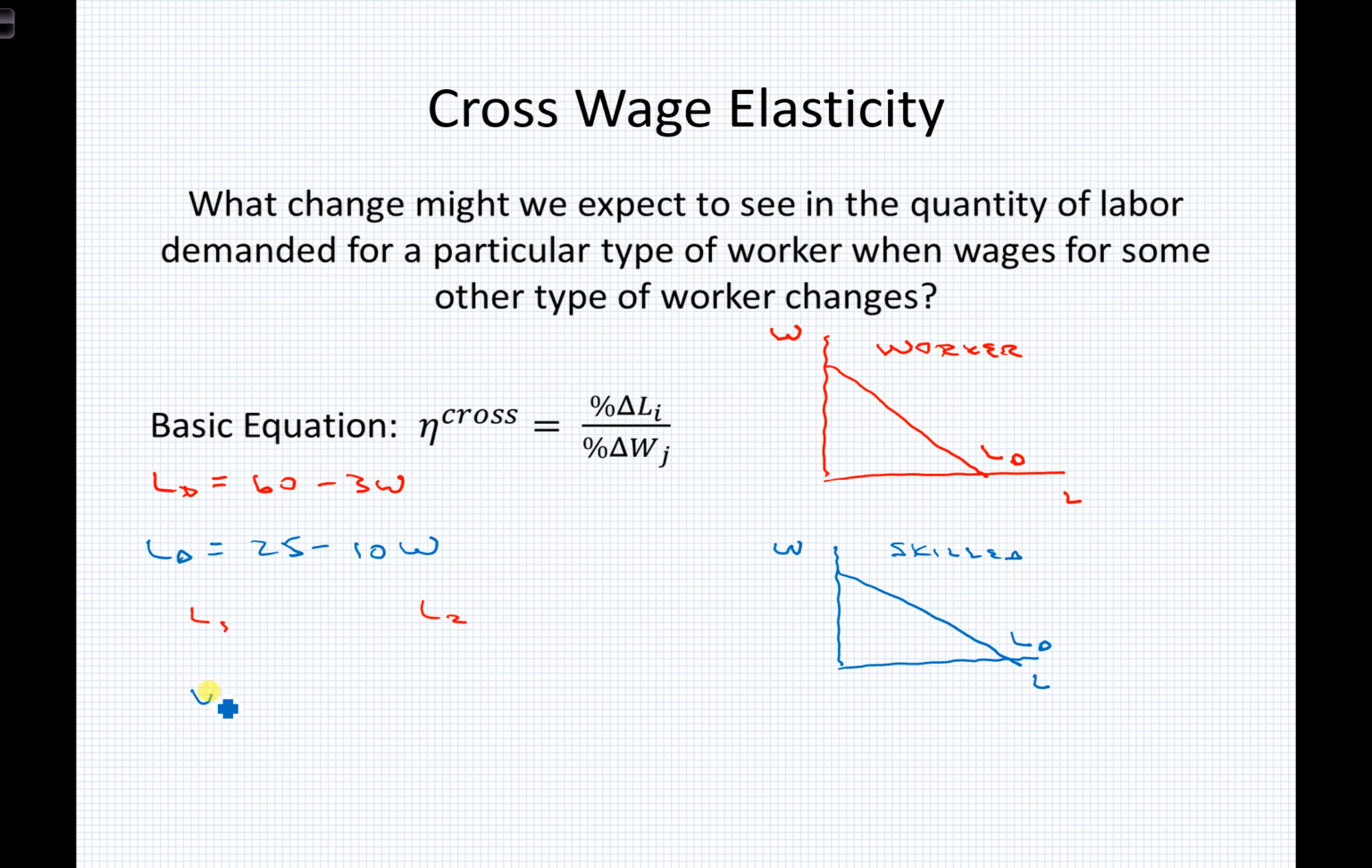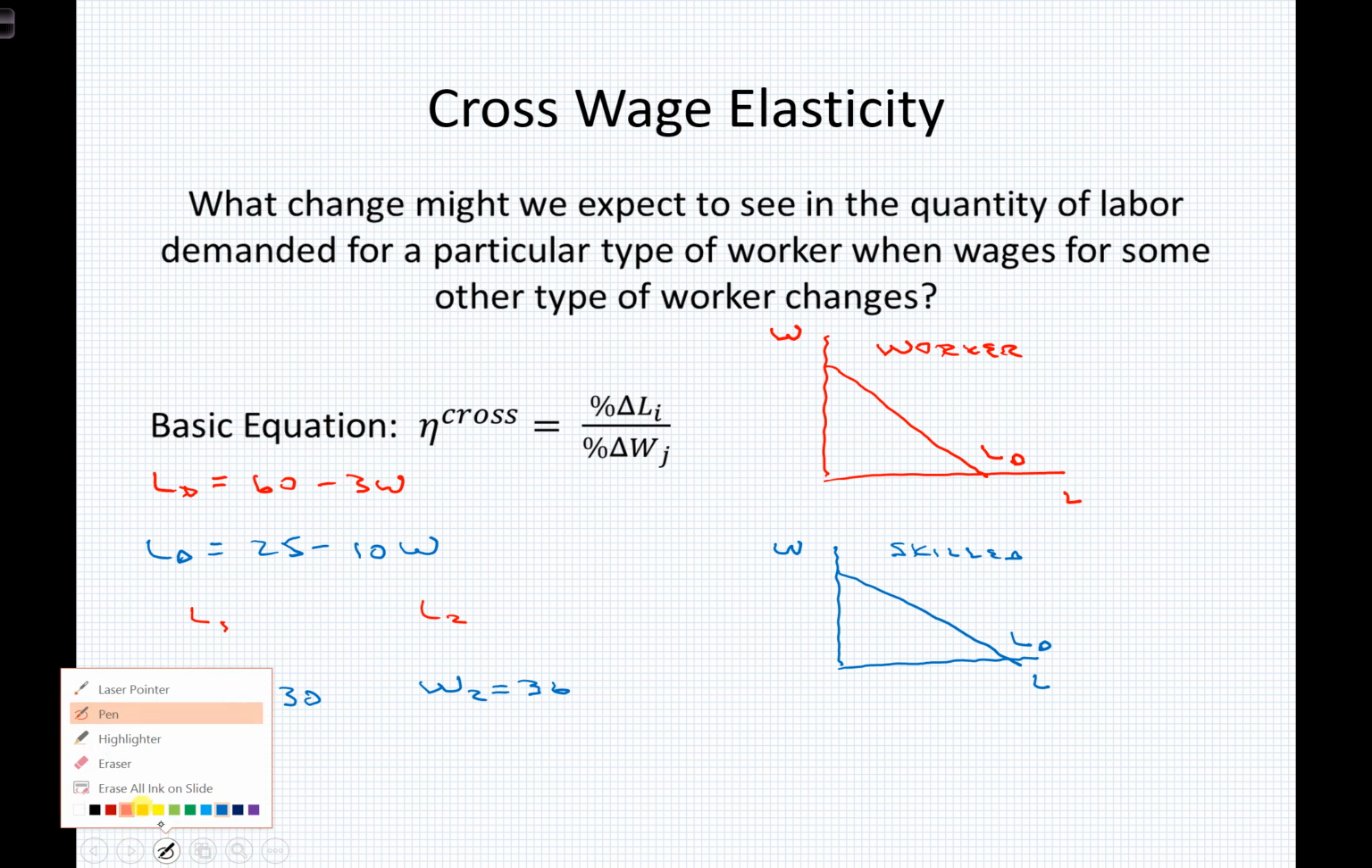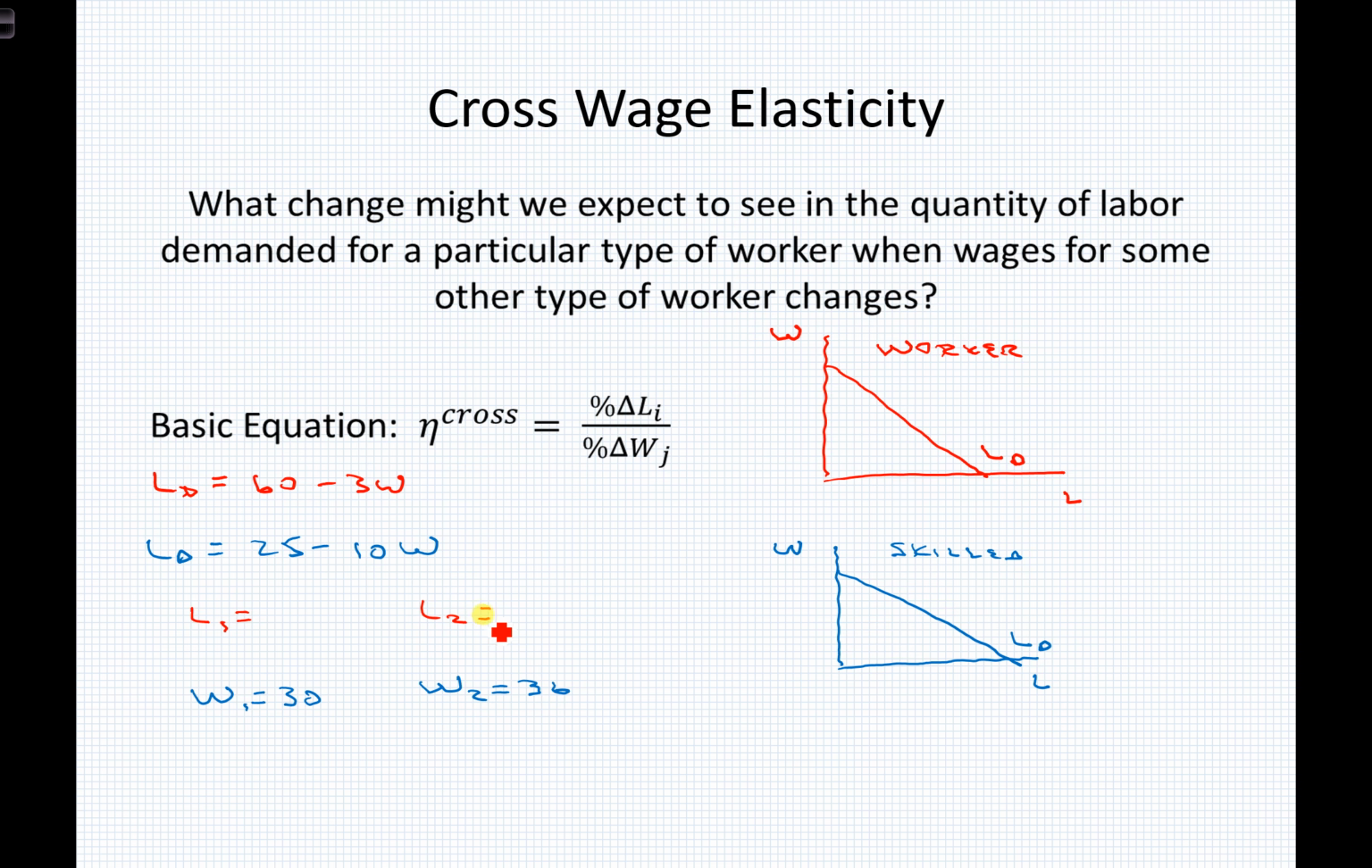Say W1 and W2. And so let's say that we have our wages for that skilled worker, because we're looking at the wage for worker J, that's our skilled worker. Let's say that this skilled worker began at $30 an hour and is now having a wage increase to $36 an hour. So that's a 20% wage increase. That's pretty significant. What is that going to yield then in terms of a change in these labor units for this lesser skilled worker? Well, we have to consider this in the cross wage environment.